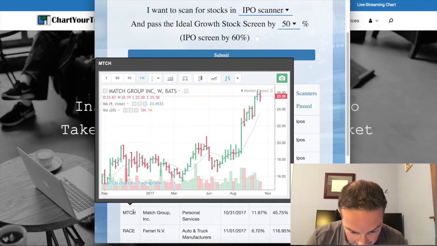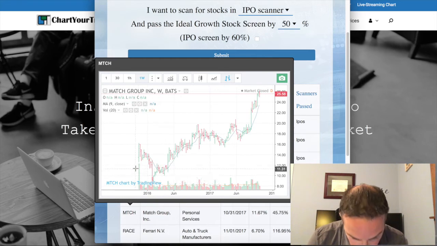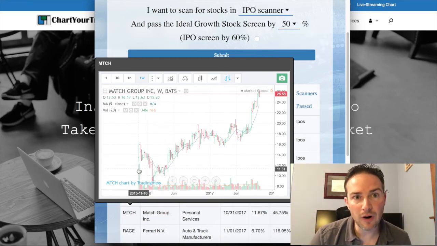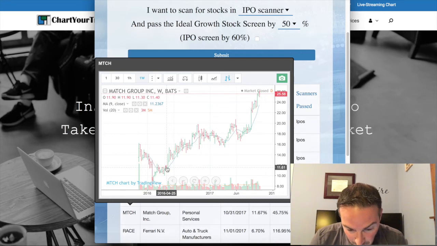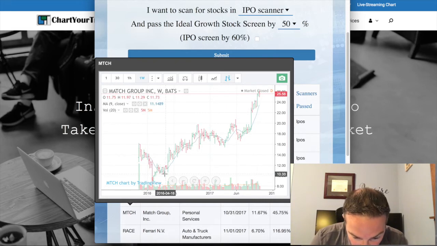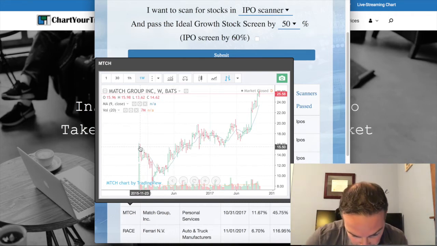Match Group Inc. This one IPO'd back in November of 2015, and it's been running really since April of 2016. I've seen a lot of IPOs make this kind of a base as well. This actually looks a little bit like Snapchat, if you ask me, with this kind of a base here.